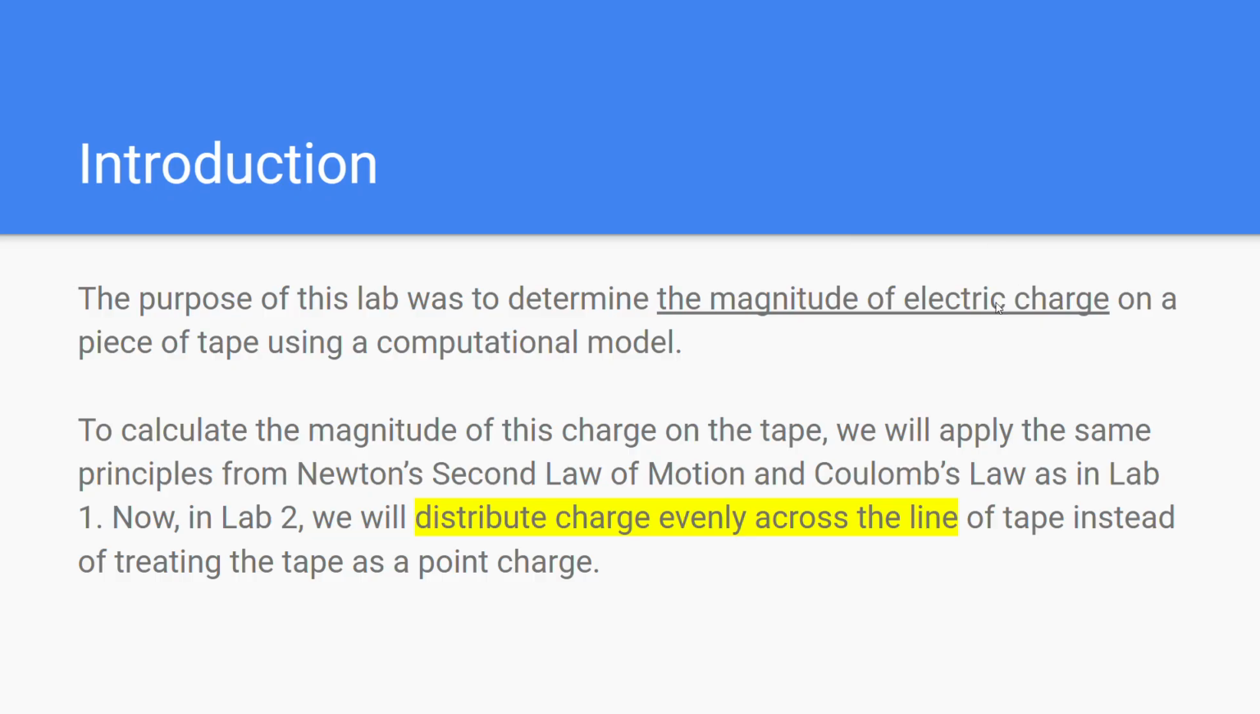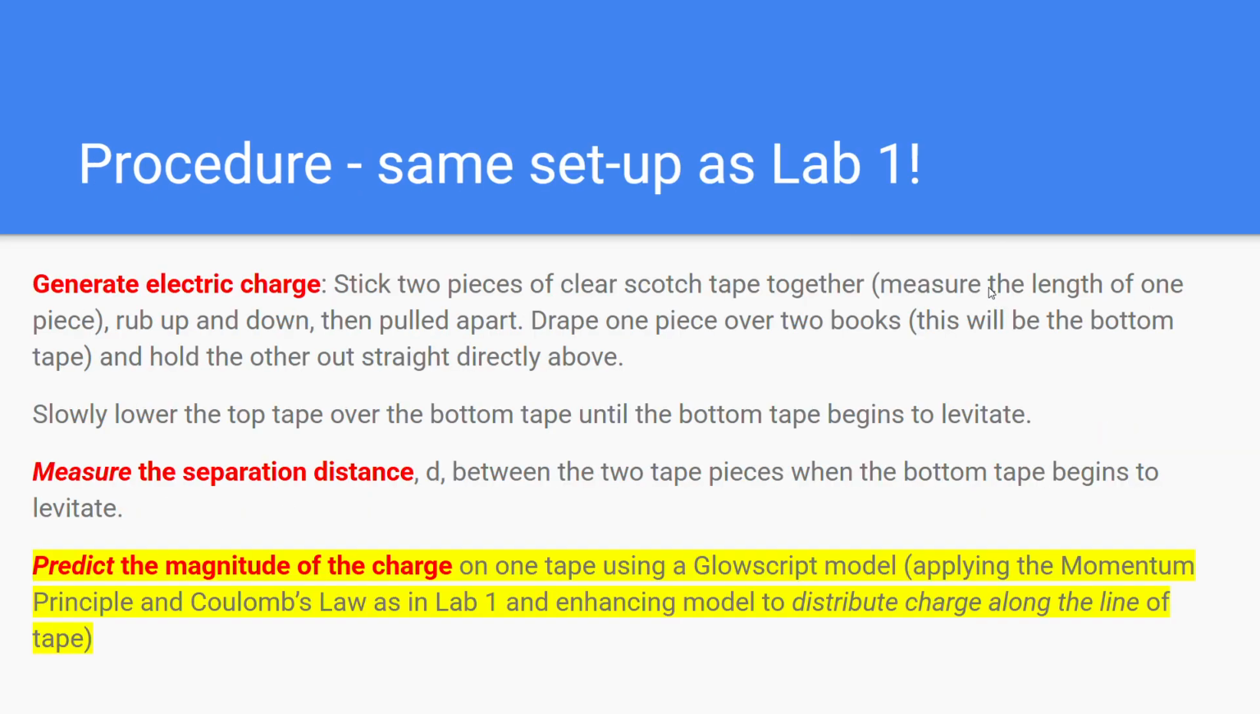Our procedure for this experiment is the same setup as Lab 1, so we're going to first generate electric charge, then lower the top tape over the bottom tape until the electric force is strong enough to cause the bottom tape to levitate. And we'll measure the separation distance of when this happened, and then we are going to use the data from this experiment to predict the magnitude of the charge on one tape using a GlowScript model. But in this experiment, we're going to model the tapes as lines and not just as single point charges.